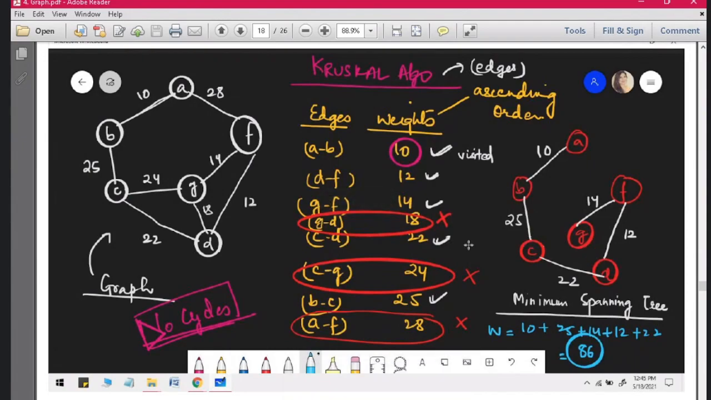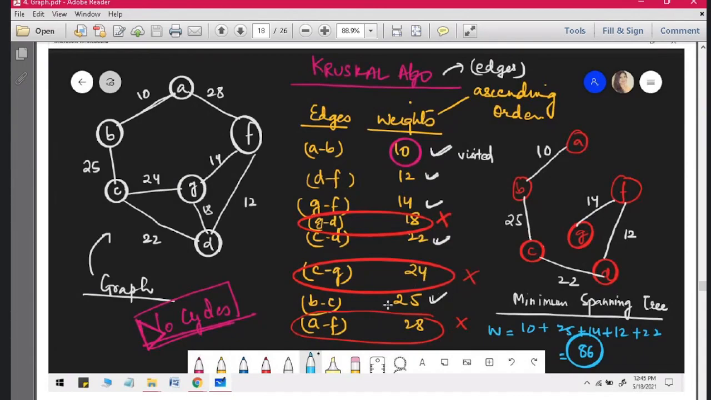Then moving to the next smallest edge, that is 22. So I have connected 22. Then CG is there, that is 24. So CG is there, 24. If I connect this edge, then you can see that it will form a cycle. So that is why it is also not taken, right?